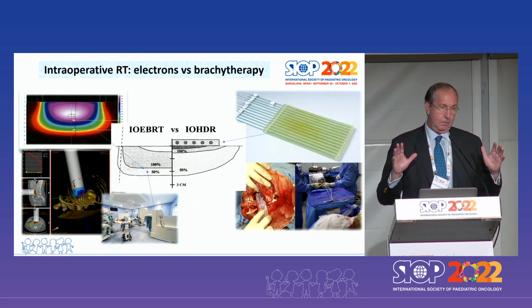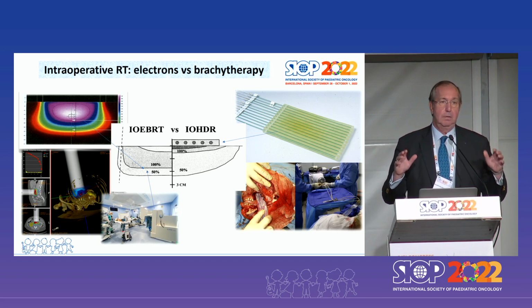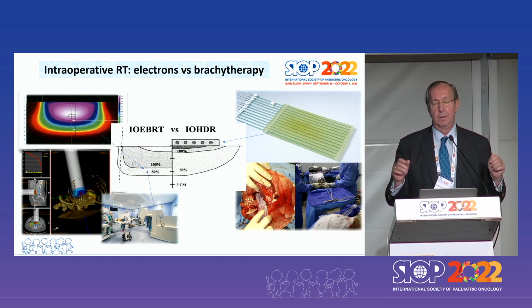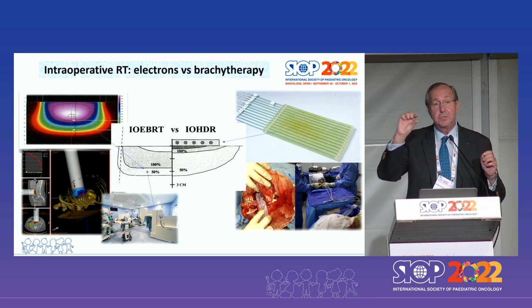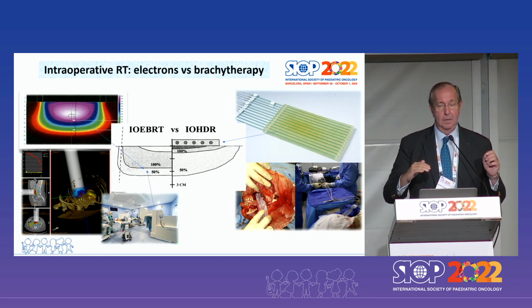Brachytherapy and electrons, both are radiotherapy techniques. Both are very different in terms of dosimetry. Electrons are able to treat homogeneously thickness of tissue from 0.5 centimeters to 2.5 centimeters with different energies, but homogeneously. You treat the thickness of the tissue and nothing afterwards.